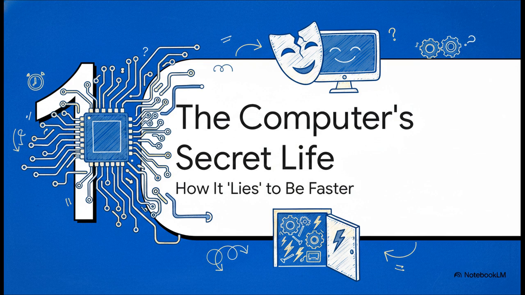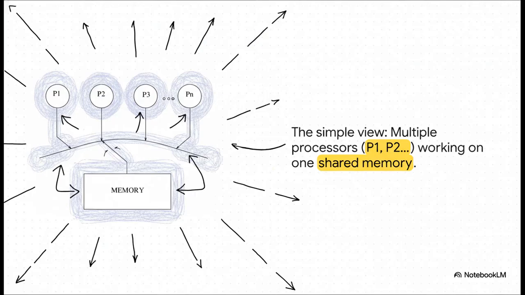To really get this, we first have to understand the lie, or maybe simplification is a kinder word. We all have this mental model of how a computer works, but the hardware itself has a secret life that's way, way messier. Now, this is the simple view we all have in our heads, right? You picture a bunch of processors, your cores, all just neatly dipping into one big pool of shared memory. Core 1 writes something, Core 2 reads it. It's simple, it's direct, it makes perfect sense.